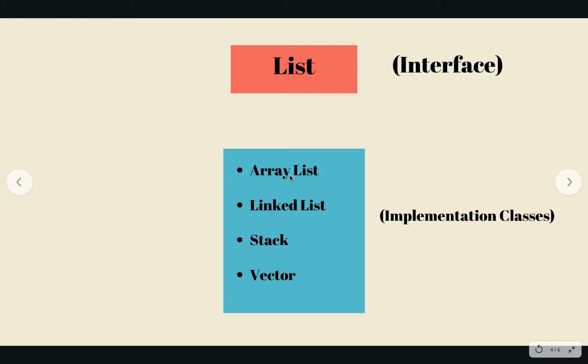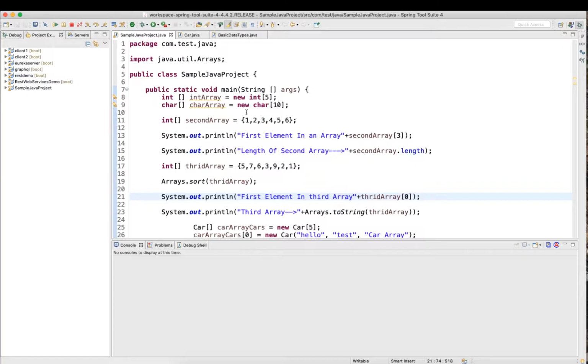Let's jump back to Spring Tool Suite. I have my Spring IDE open here and if you have seen my previous video, this is the code from the previous video where I defined and declared an array. As I said, array has a static length, whereas array list doesn't have a static length. So it has a variable length. Let's see how to define an array list.